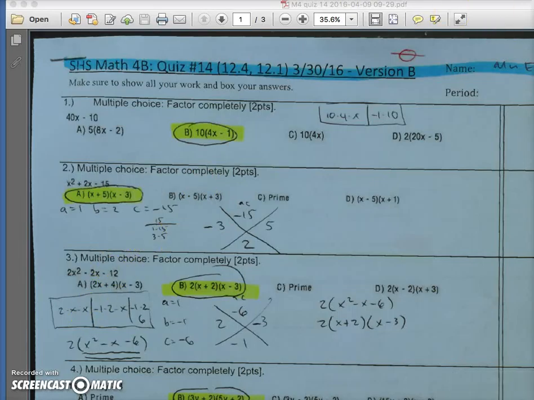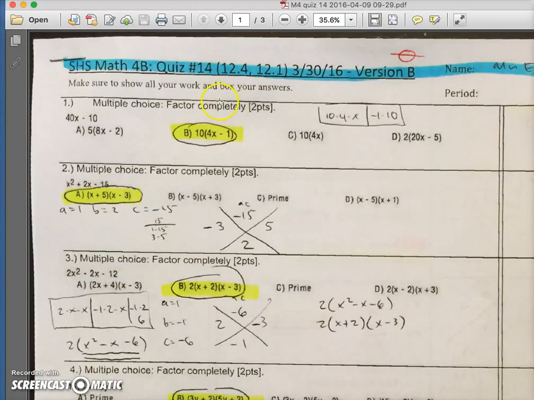Hi, this is Mr. Ng going over the quiz corrections for Math 4 quiz number 14 on Chapter 12, which was factoring and solving, and then 12.1 was solving quadratics in the standard form. This was on March 30th, 2016.